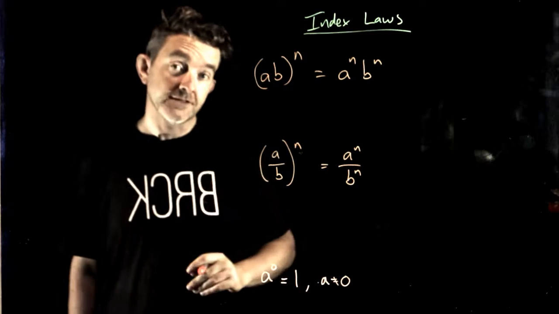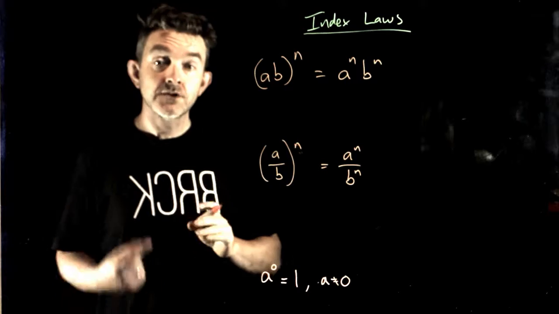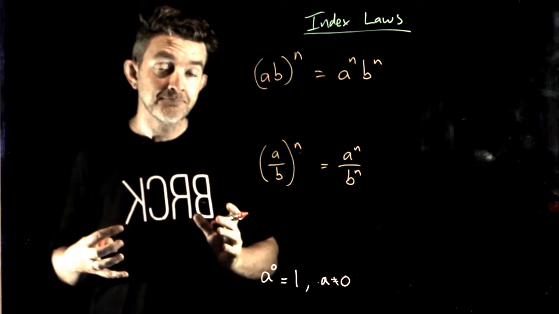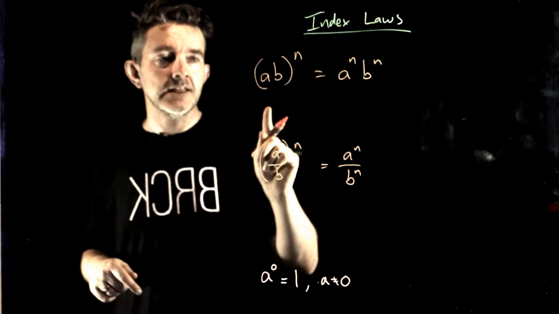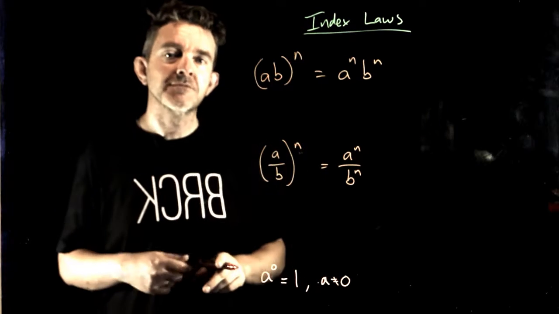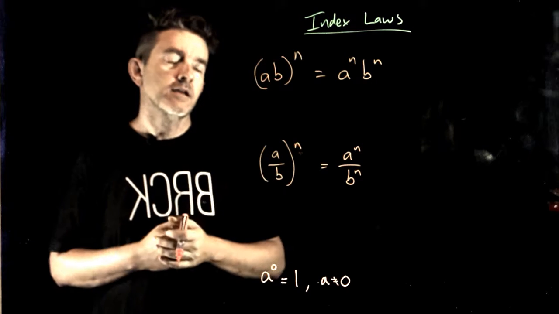Alright, I've got 3 more index laws to go through. The very first one, you can see we've got 2 numbers in there, a times b, that's what that means when they're next to each other, to the power of n is equal to a to the power of n times b to the power of n. So I can kind of pull that apart.